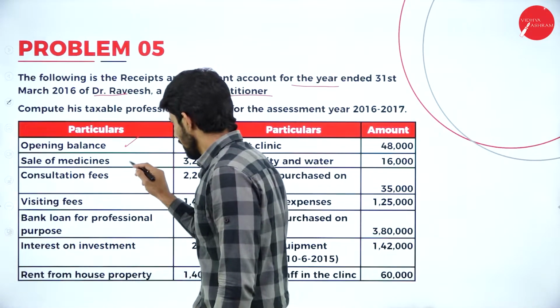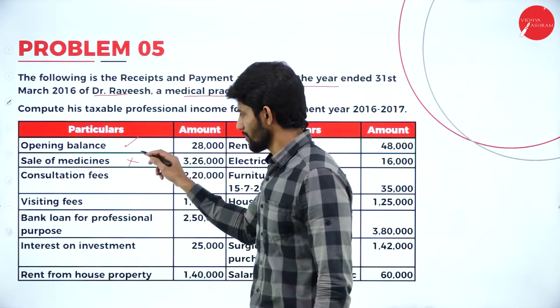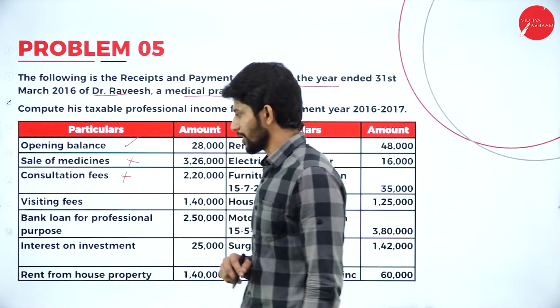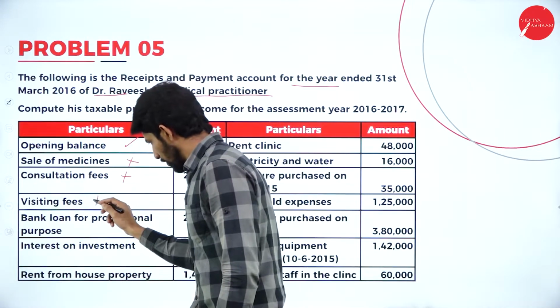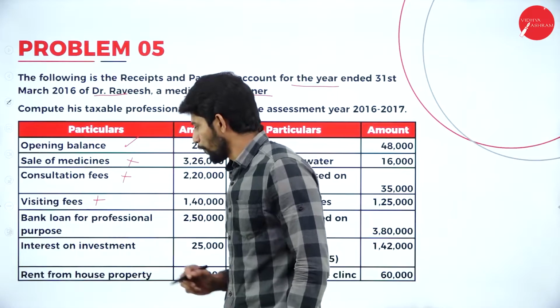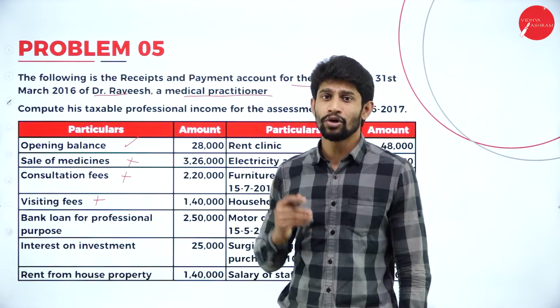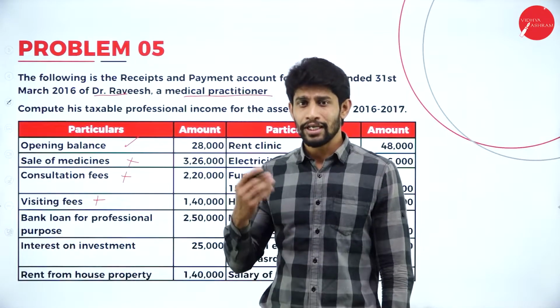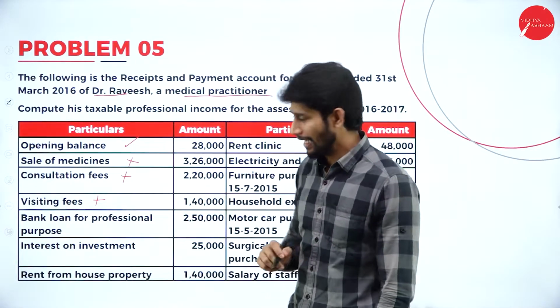It's a professional income. Next, consultation fees. Yes, professional income. Visiting fees, professional income. Next, bank loan for professional purpose. So, it is a loan. It is not his income, because he is supposed to pay it back to the bank. So, it is not a professional income.